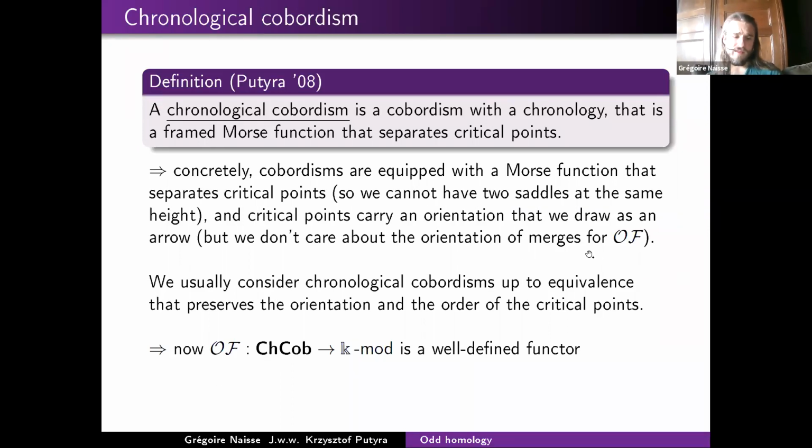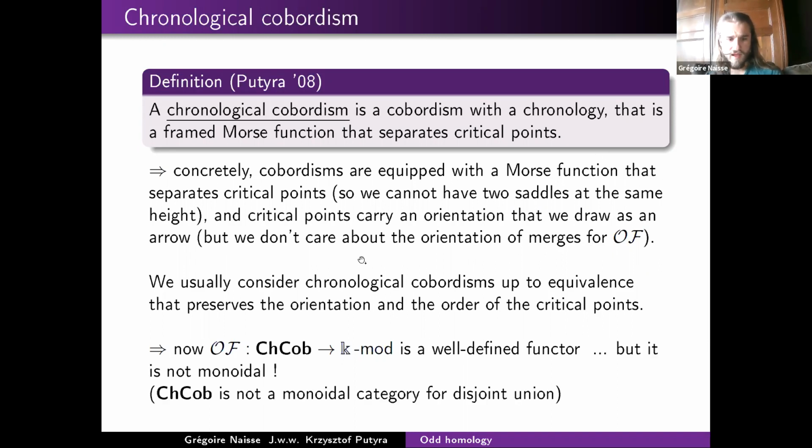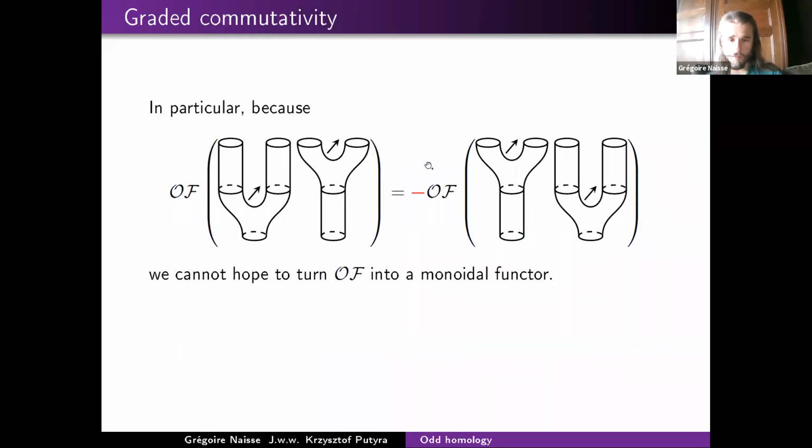Hooray. But wait, somehow here we are still missing something, because this functor is not monoidal. And the first issue is that the category of chronological cobordisms is not monoidal for the disjoint union. And the issue is exactly because you cannot exchange distinct saddle points and distinct critical points in general. And even if we suppose that it was monoidal for some structure, there is no hope that our functor would be monoidal, because when you apply it and you exchange distinct saddles, you get a sign.